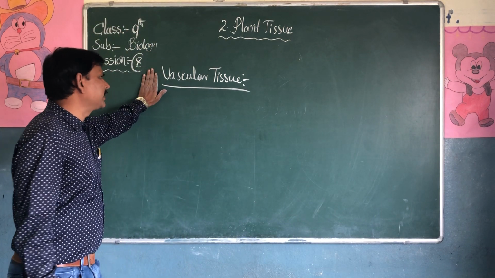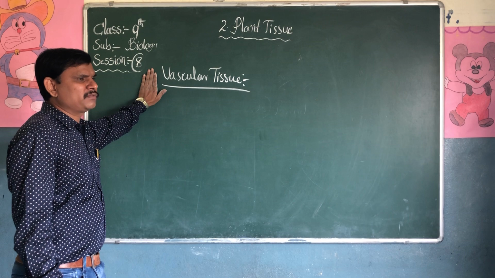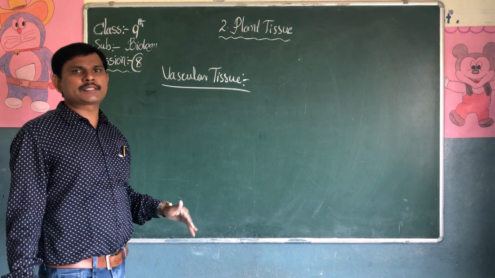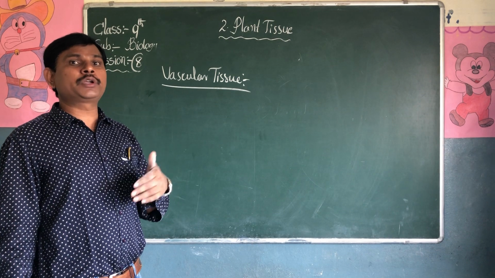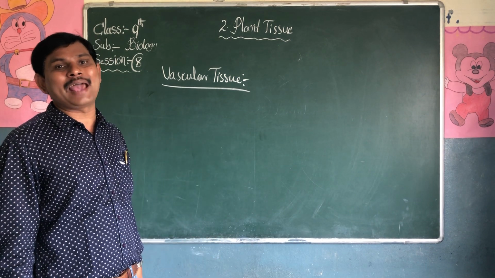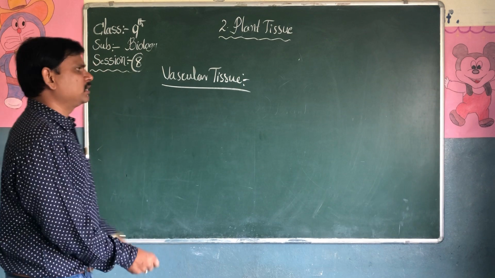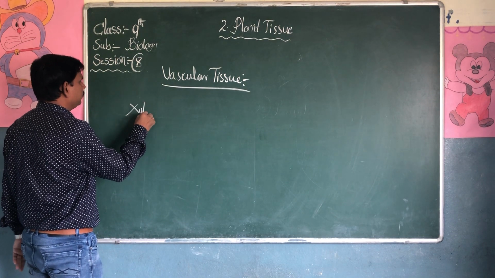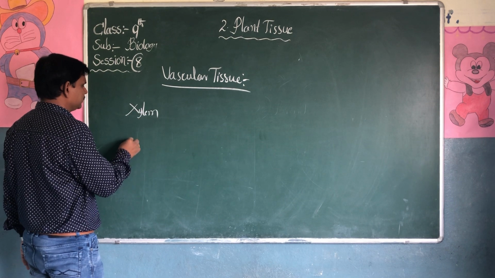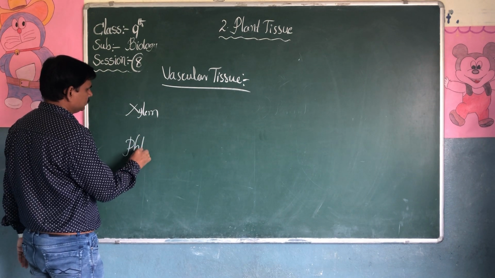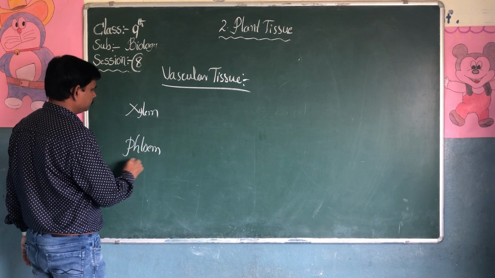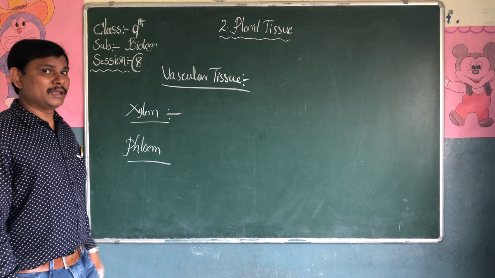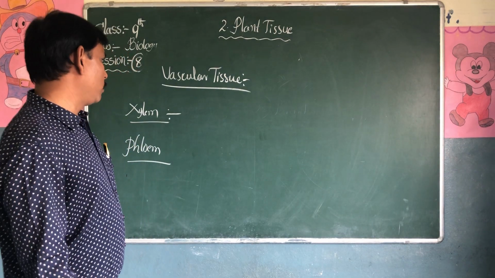And the vascular tissue. What is the function of vascular tissue? The vascular tissue is responsible for the transportation of materials within the plant. It is divided into two parts: one is xylem, another is phloem. Xylem and phloem. What is xylem?